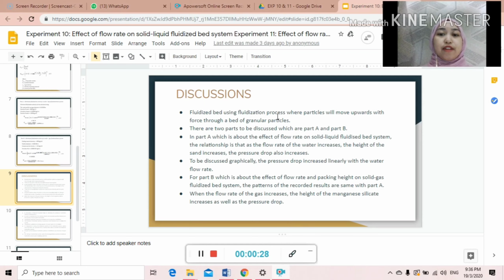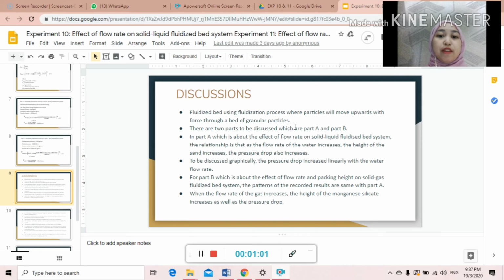A fluidized bed uses the fluidization process, where particles move upwards with force through a bed of granular particles. In part A, which is about the effect of flow rate on the solid liquid fluidized bed system, the relationship is that as the flow rate of the water increases, the height of the sand will increase, and the pressure drop will also increase. Graphically, the pressure drop increased linearly with the water flow rate.